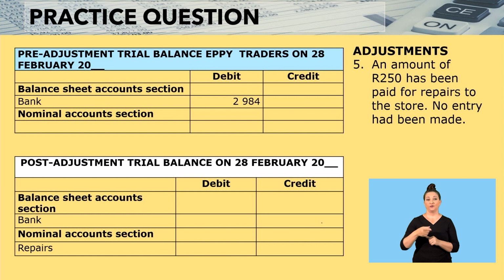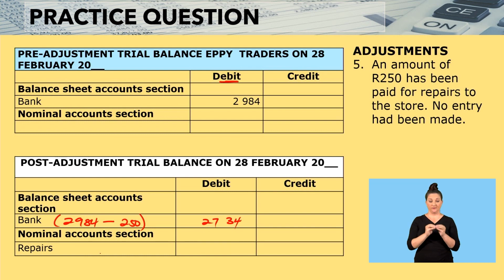The next adjustment then reads, an amount of 250 has been paid for repairs to the store, no entry has been made. In other words, we have paid for repairs to the store, but there has been no entry. We therefore come to our bank where we have a positive balance because it is on the debit, 2,984. Then we subtract because we have paid, 250. That means our bank balance therefore becomes 2,734.